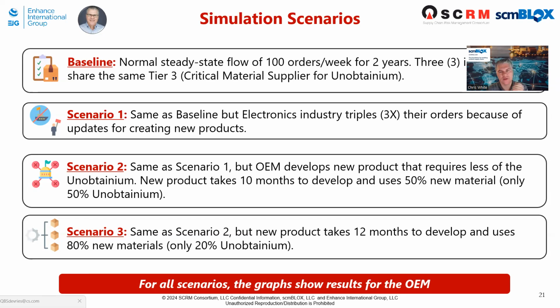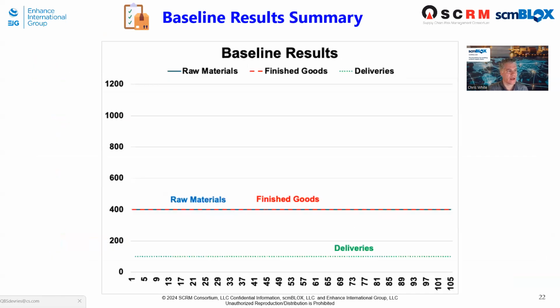Now, as we start going through results, this graph that you're going to see for the baseline is the same you've seen in any of the other simulations. Again, we start from the same place where we have these baseline results, and everything is steady state. So all the lines are straight. You've got raw materials and finished goods sitting at 400 and deliveries sitting at 100. And so here we have it. Everything's nice and steady. Now, I understand the real world's not nice and steady, but it's close enough. And the idea here is, hey, we've got a relatively steady state.